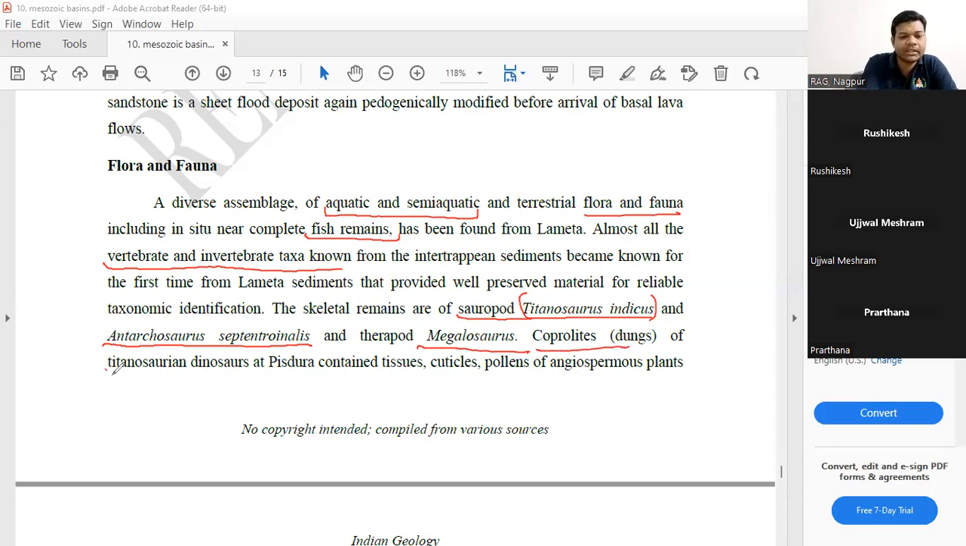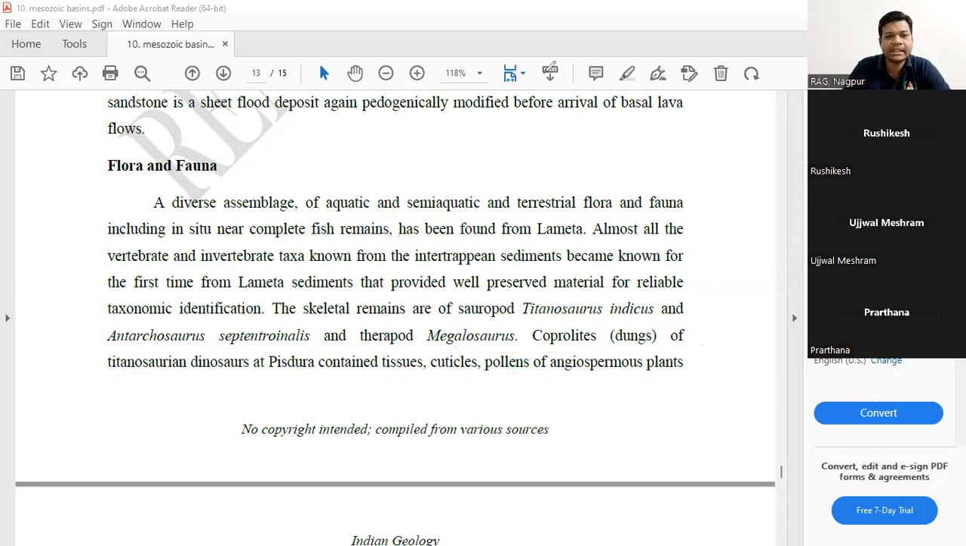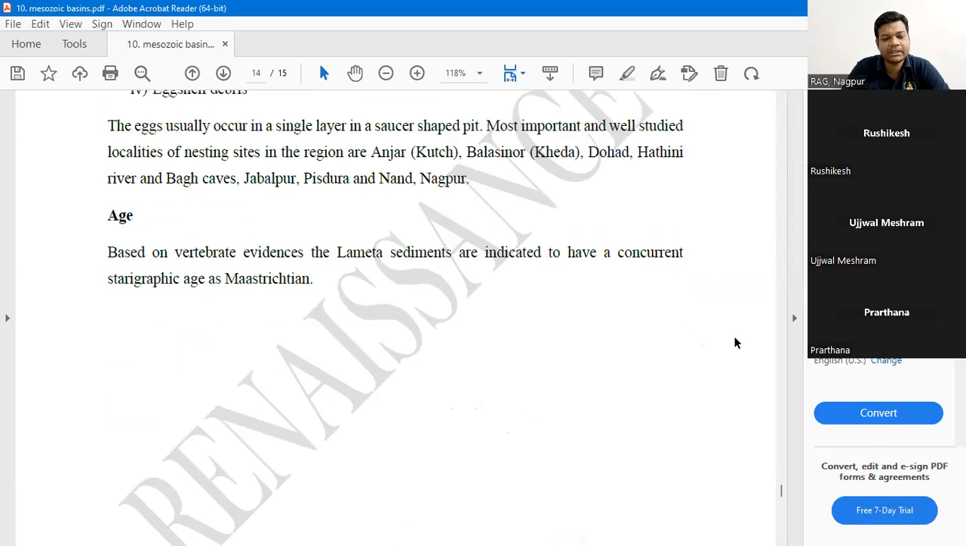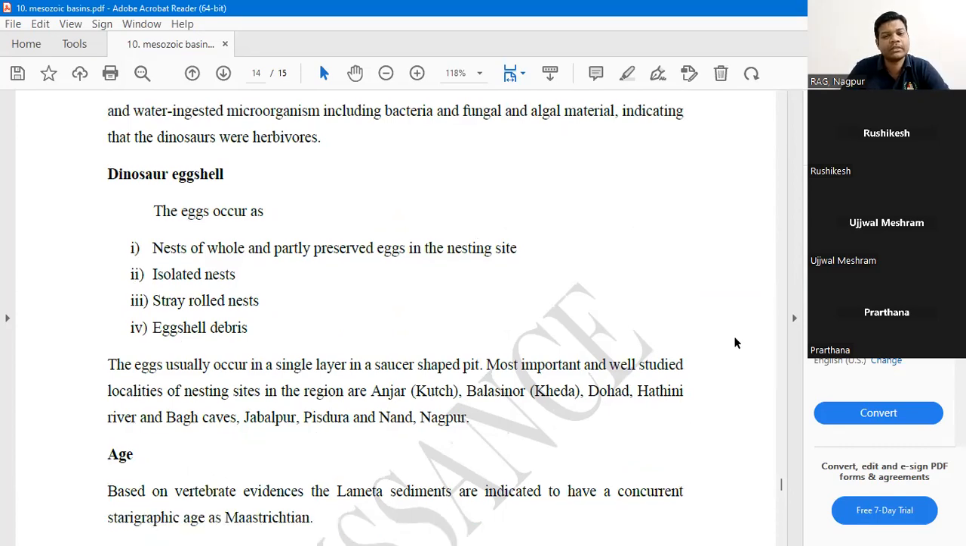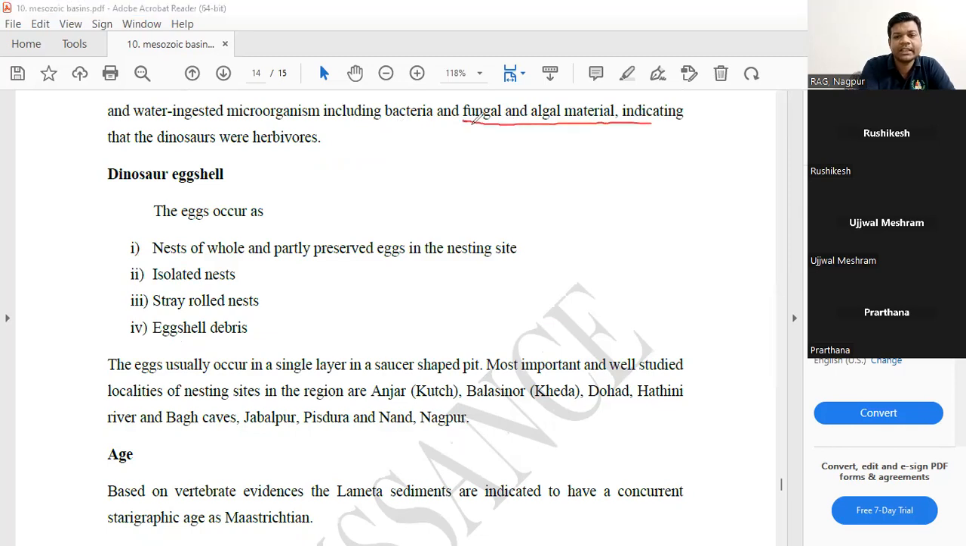Coprolites of the titanosaurian dinosaurs at Pisdura contain tissues, cuticles, and pollen grains of angiosperm plants. That gives us insight into the climates present when these lametas were being deposited. The fungal and algal material present in the coprolites indicates that the dinosaurs were herbivores. At that time, whatever dinosaurs were present were vegetarian dinosaurs.